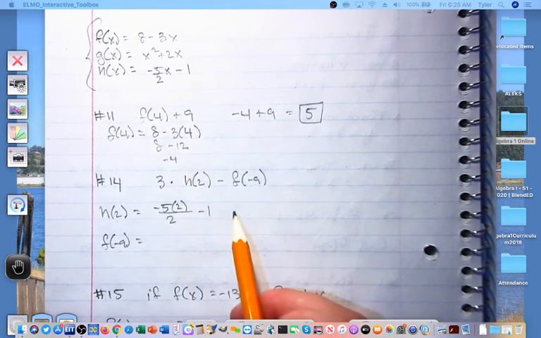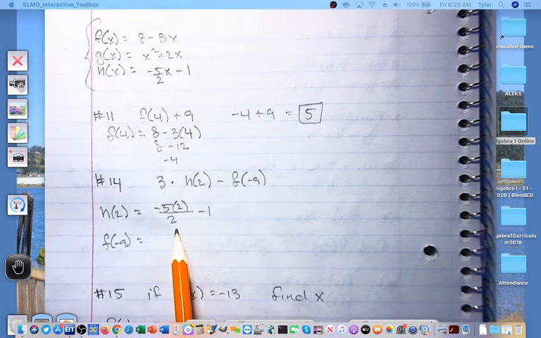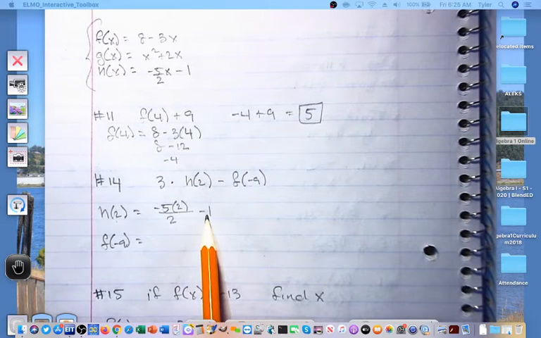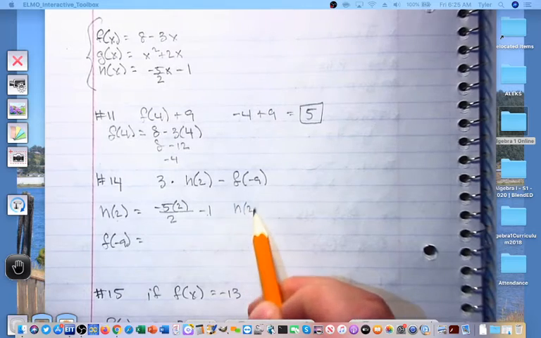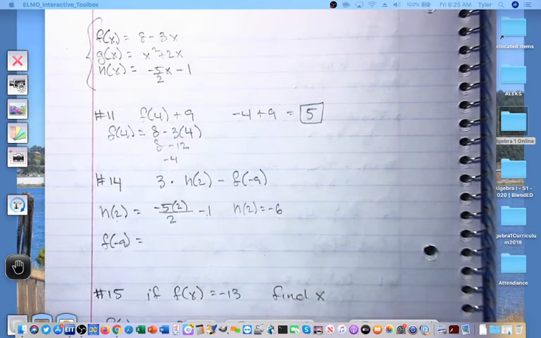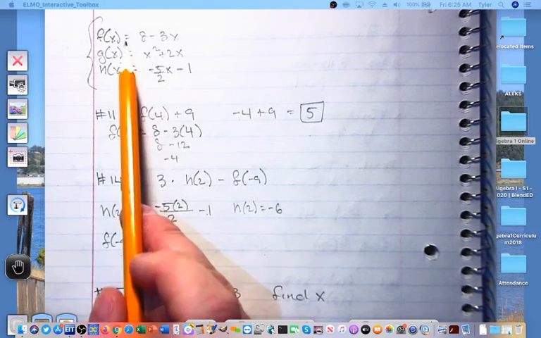And that's going to give us negative 10 divided by 2, which is negative 5, minus 1. Negative 5 minus 1 is negative 6. So the h of 2 is equal to negative 6. We're going to come back and use that in a moment. Let's also figure out what the f of negative 9 is. So I look to my f function.